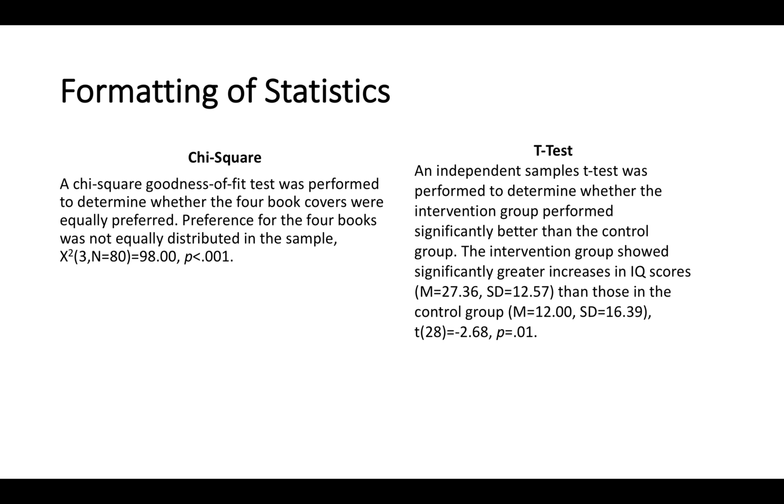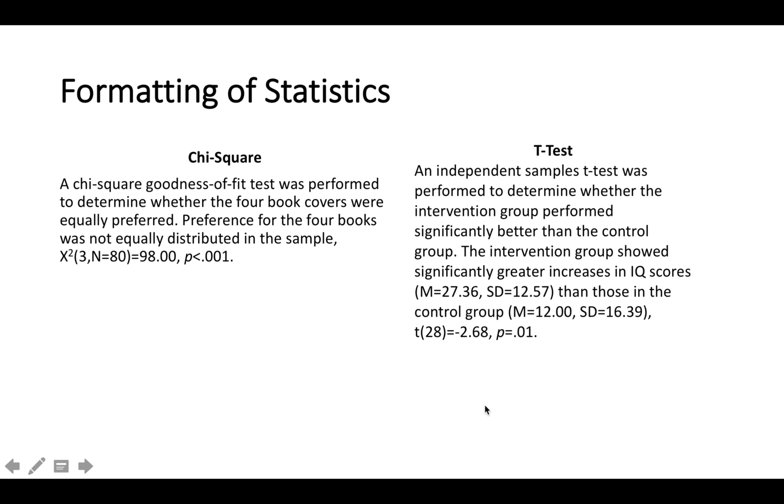You also want to ensure to correctly format your statistics. Here's two examples of statistics in APA style. For chi-square, a chi-square goodness of fit test was performed to determine whether the 4 book covers were equally preferred. Preference for the 4 books was not equally distributed in the sample. Then you have the chi-square, the degrees of freedom, the N sample size. You have 2 decimal places, and the p-value is italicized, and since it's less than 0.001, you just say less than 0.001.